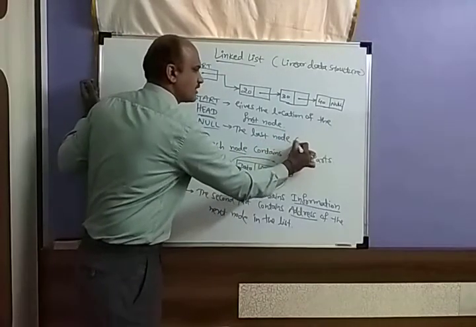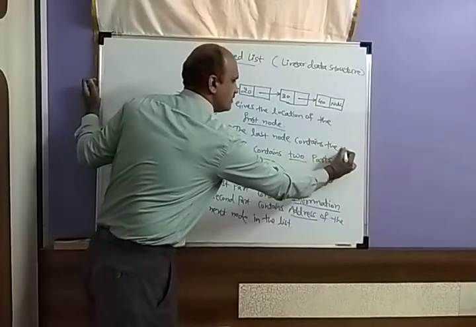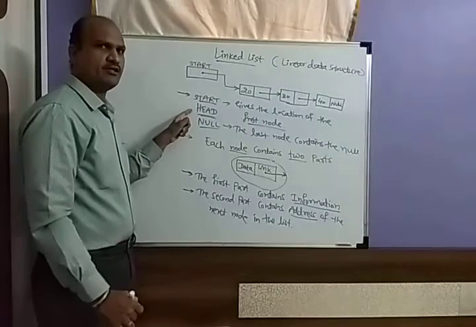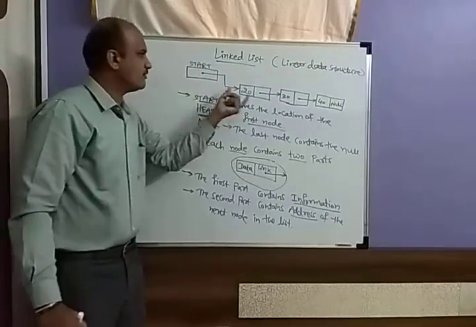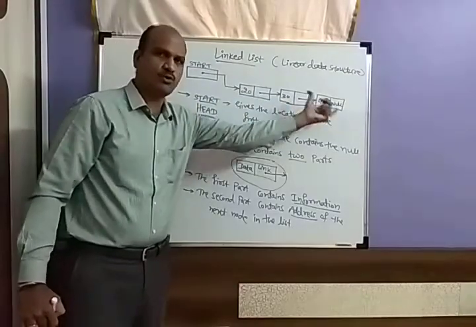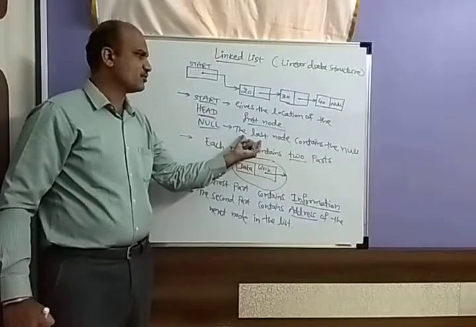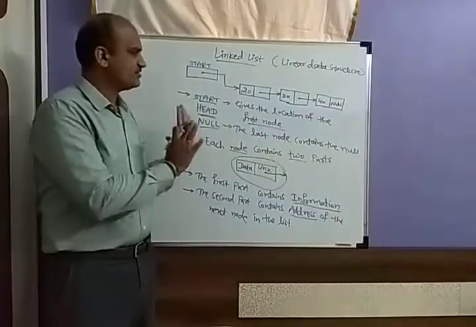The last node contains the null. That is start or head and null. Start or head is the first node. Then you have it connected with a number of nodes. Then the last one, which is a null, is the last node of your linked list.